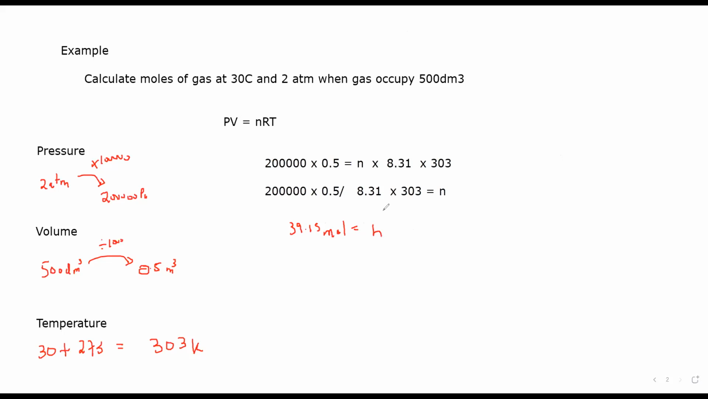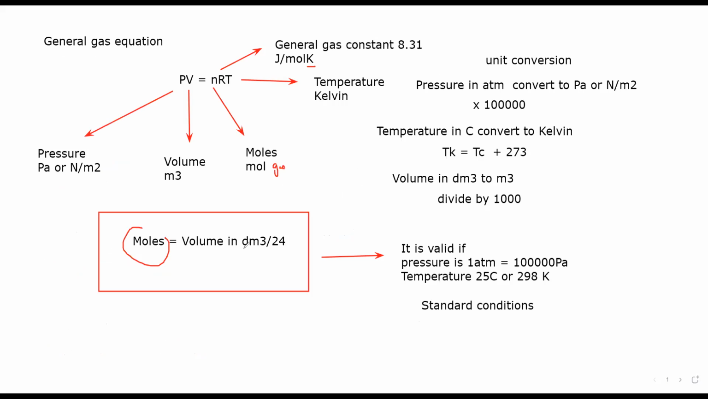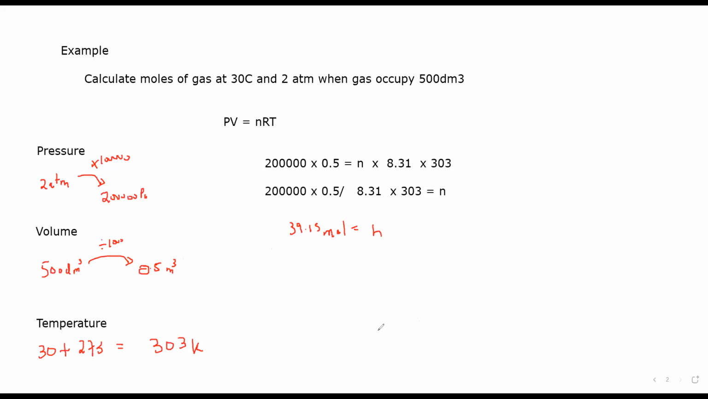So the only difference is that you can use this general gas equation in all conditions. Even at a standard condition, when I substitute the values, I will get the same answer. That's why the previous formula, moles equals volume in dm cube divided by 24, is actually a modification of the general gas equation. If we use a standard condition, then we can use the simple equation. If the conditions are not standard, then we use the general gas equation. Is it clear?